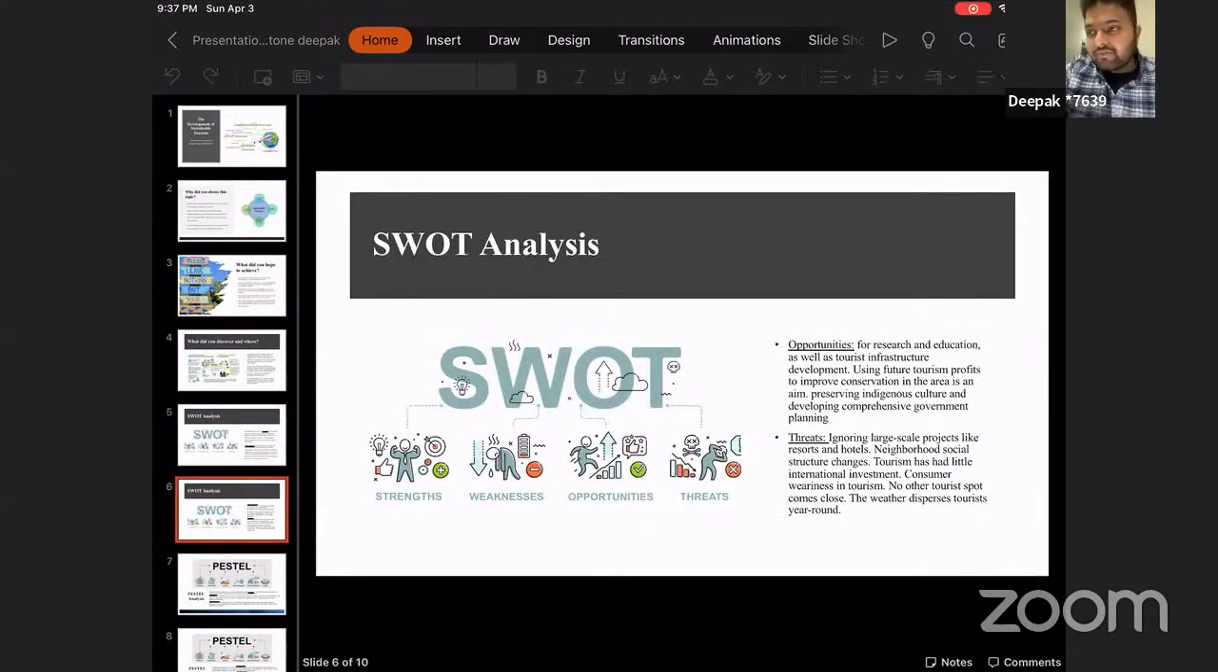As for the opportunities, research and education, as well as tourist infrastructure development, using future tourism profits to improve conversion in the area is an aim. Preserving indigenous culture and developing comprehensive government planning. Threats: ignoring large scale projects like resorts and hotels, neighborhood social structure changes. Tourism has had little international investment. Consumer wearing in tourism. No other tourist spots came close. The weather disperses tourists year round.